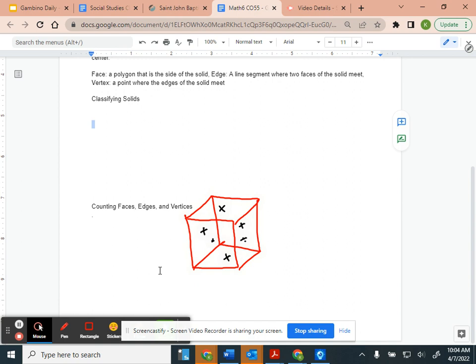How do I locate the edges, Lily? It's where the faces meet. So if we found our faces are the sides, the edges are where they meet. So to count your edges, you're going to count each of those lines where they meet. So how many edges are on the cube?